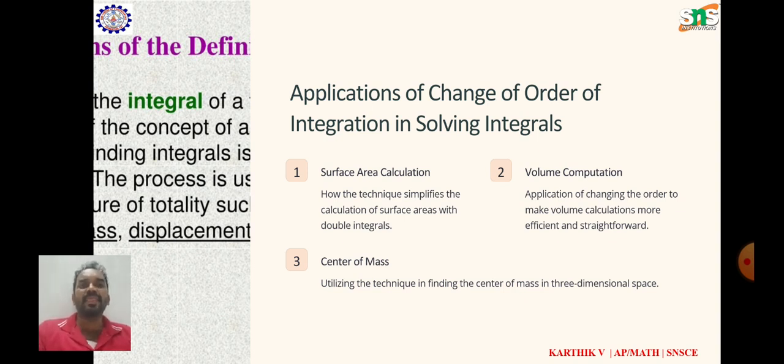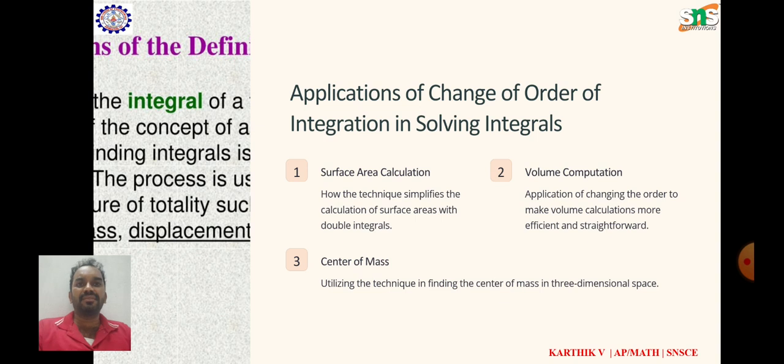Region transformation. In some cases, changing the order of integration allows for a natural description of the region of integration. This transformation can be especially helpful when dealing with irregular or complex regions. Applications in probability and statistics. In probability theory and statistics, changing the order of integration is often used to compute joint probability distributions, expected values and moments.